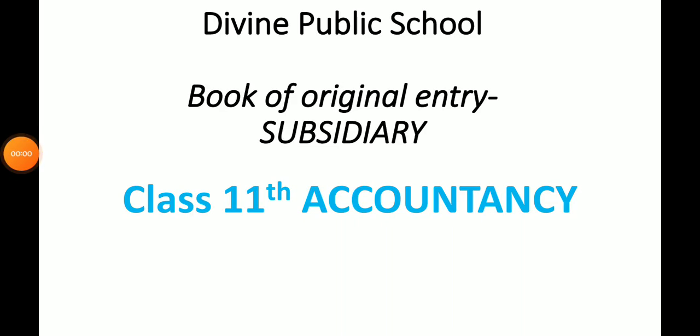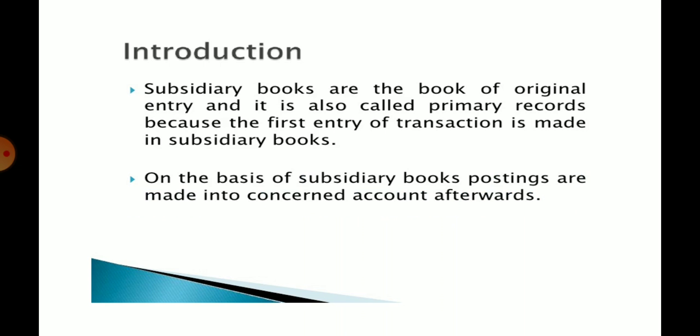Hello students, today we are going to start a new chapter of accountancy, that is Book of Original Entry, Subsidiary Books. In this chapter we are going to study what subsidiary books are and try to solve some questions. So let's start. Introduction. The subsidiary books are the books of original entry and are also called primary records because the first entry of a transaction is made in the subsidiary book.